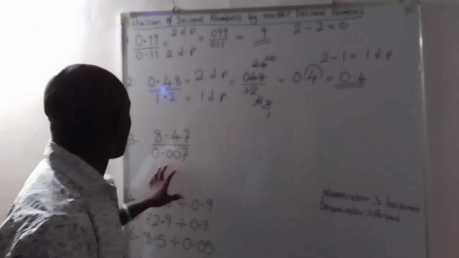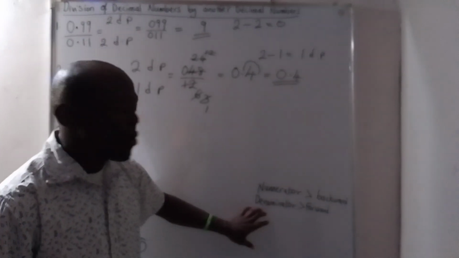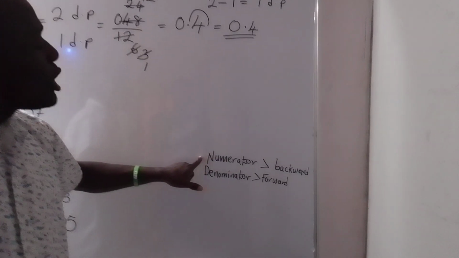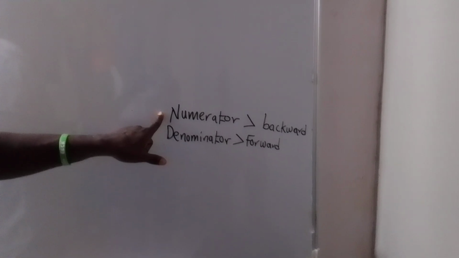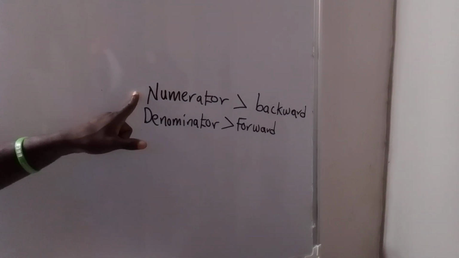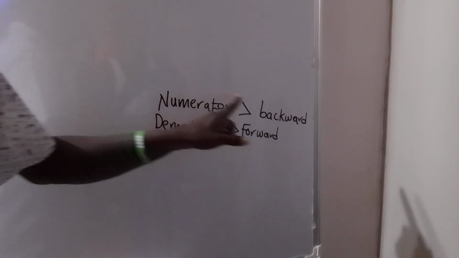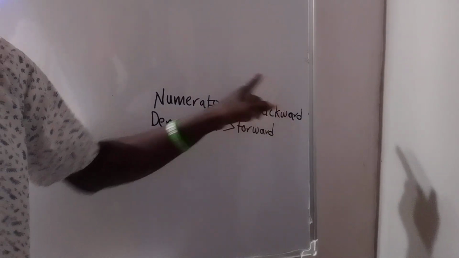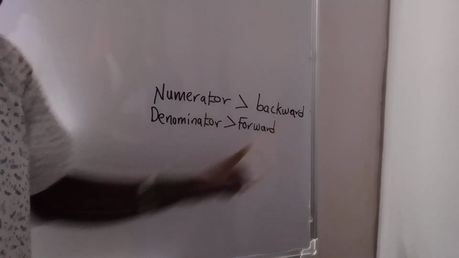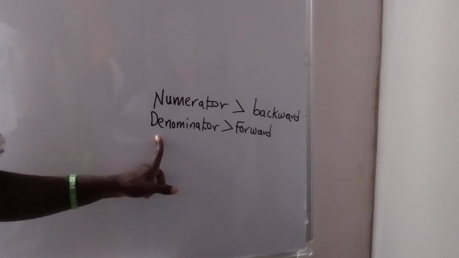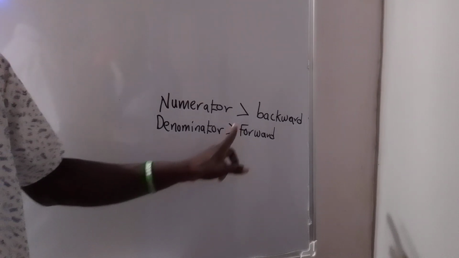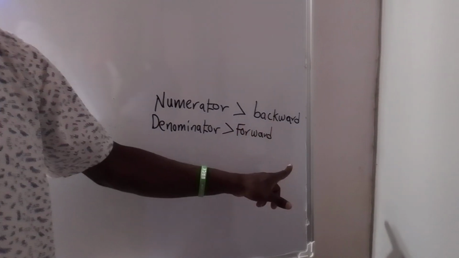Now, before we go to number 3, I have a little hint. Whenever the decimal places in the numerator are bigger, after subtracting, you move the decimal point backward. Now, when the denominator is bigger, after subtracting, you move the decimal point forward. Okay, let's look at number 3.